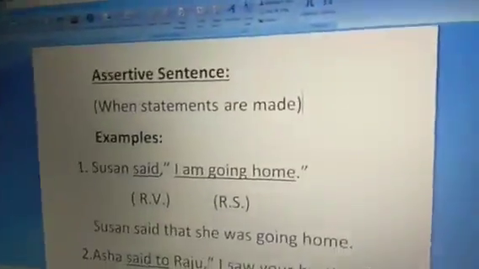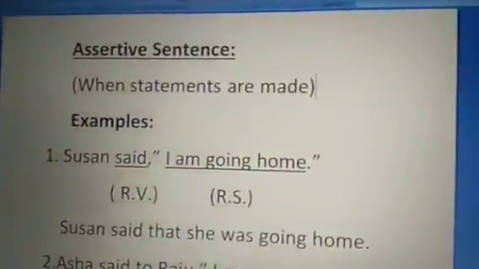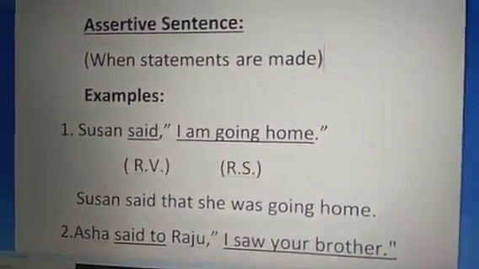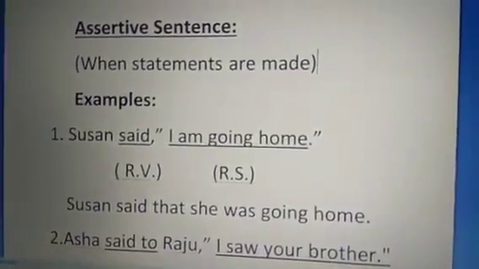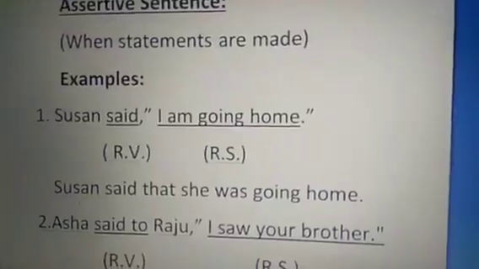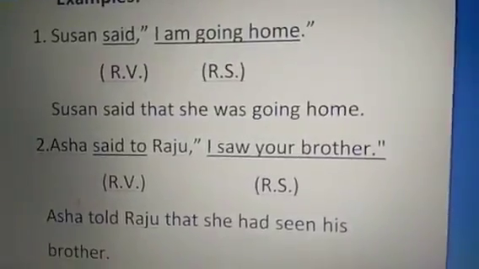Let us analyze various implications of direct and indirect speech with respect to different types of sentences. And the first one is assertive sentence. An assertive sentence is that type of sentence through which statements are made. Now the first example is Suzanne said, "I'm going home."